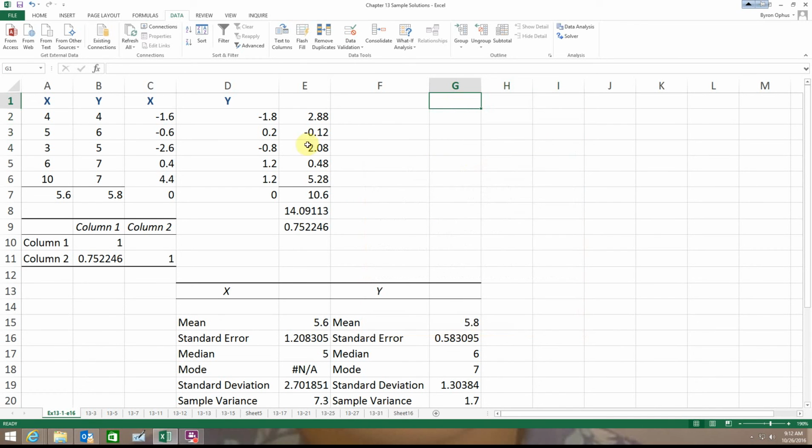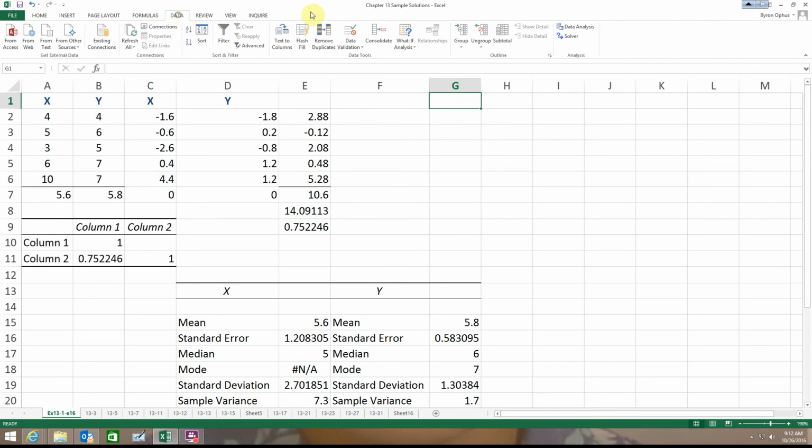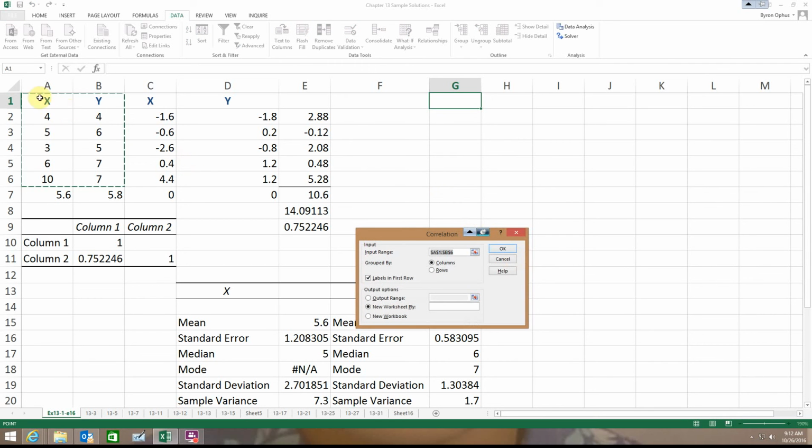Okay, so here's your test. You did it. Okay, let's make sure you got it right. Come to data again, data analysis. Let's go to one that's called correlation. Hit OK. Again, capture my data, label. In this case I'm going to move my output range to here, and I think I'm okay.